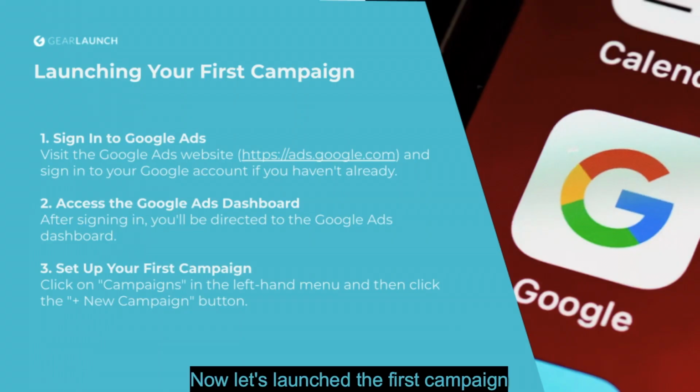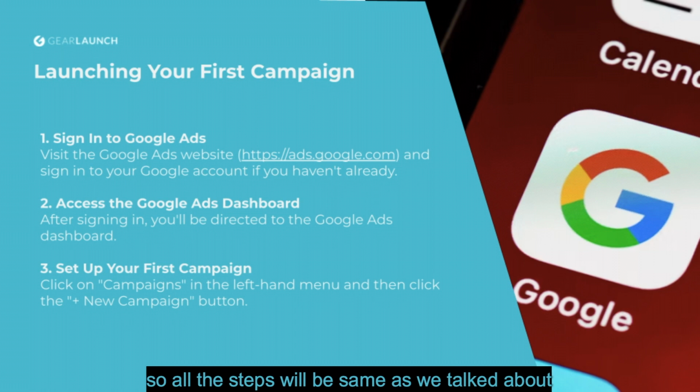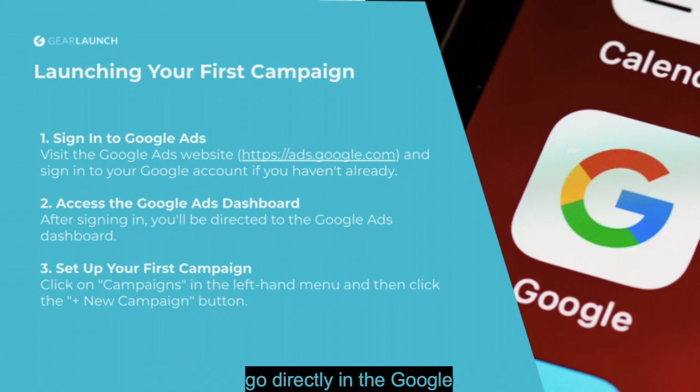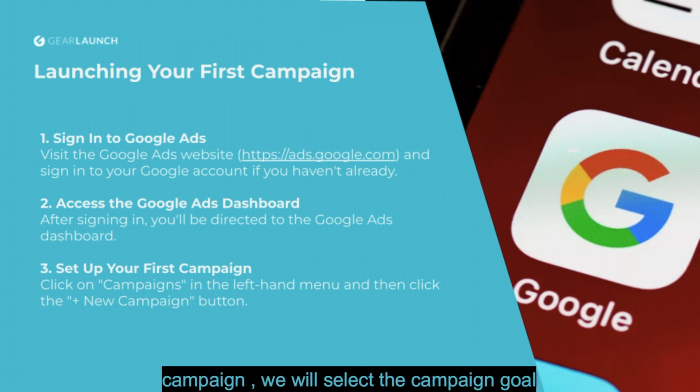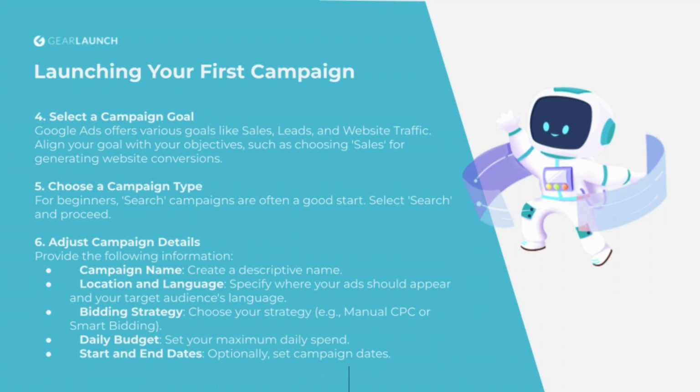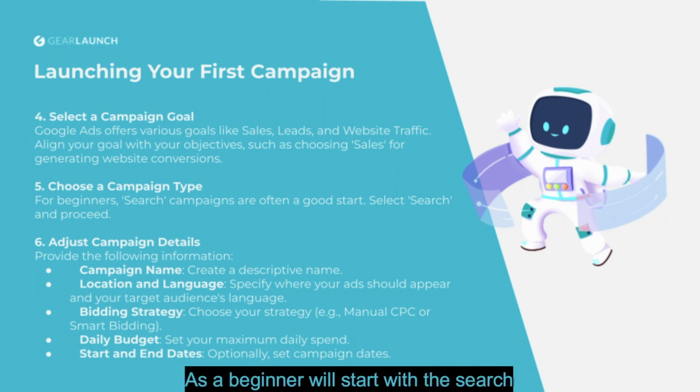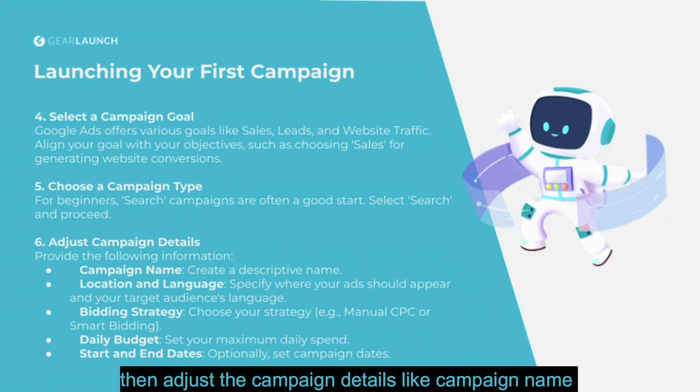So now let's launch the first campaign. All the steps will be the same as we talked about when setting up the Google account. We will go directly to Google Ads and access our dashboard, and after that we will go to campaigns. We will select our campaign goals. For print on demand we are doing sales, so we will select sales. As a beginner, we will start with the search campaign. Just click on the search campaign and then adjust the campaign details.